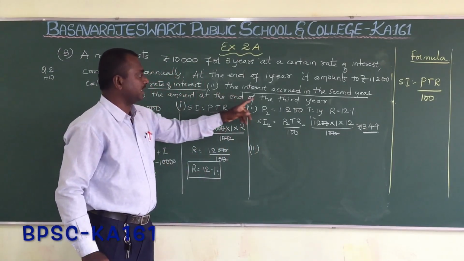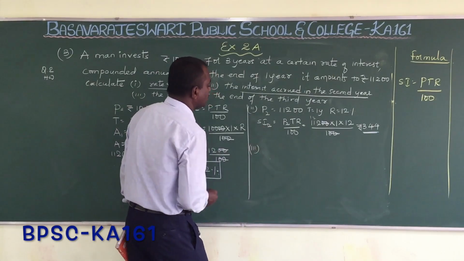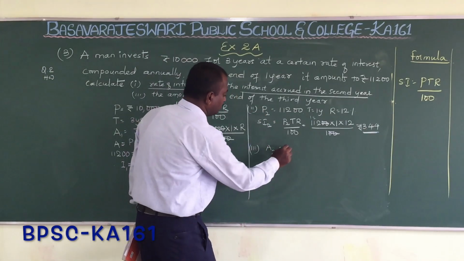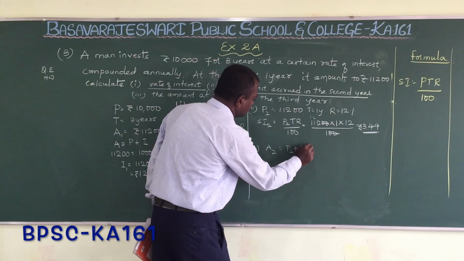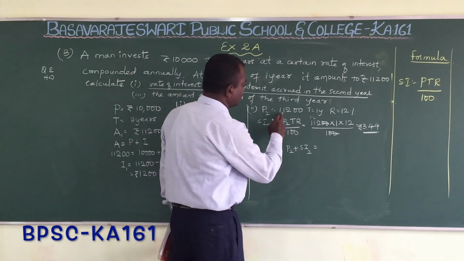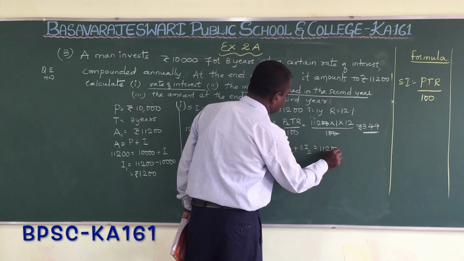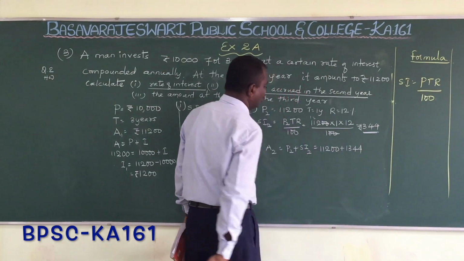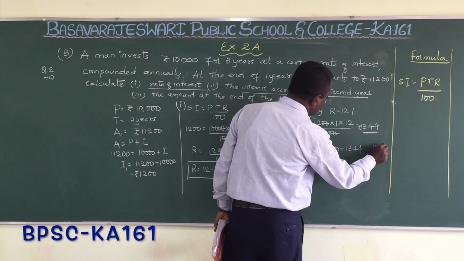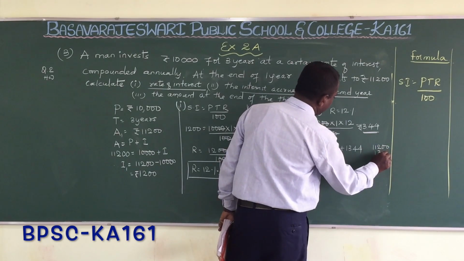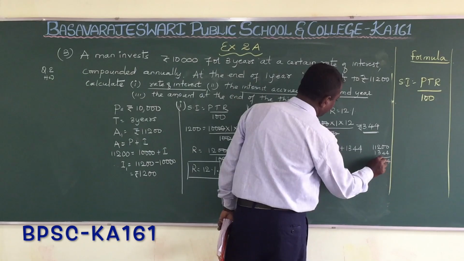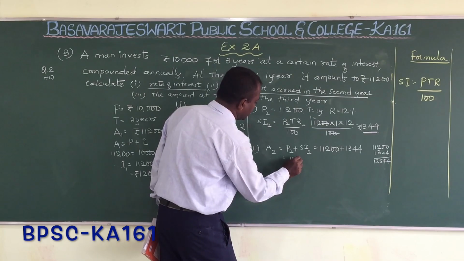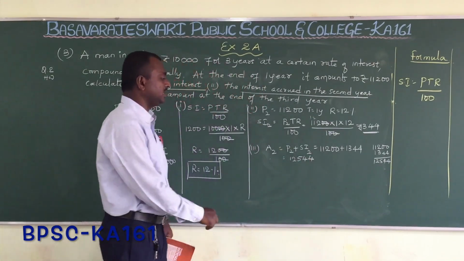Now the third question, what are they asking? The amount at the end of the third year. First we have to find out the amount at the end of the second year. Amount at the end of the second year is equal to P2 plus SI2. P2 is 11,200 plus SI2 is 1,344. So 11,200 plus 1,344 is 12,544, the amount at the end of the second year.